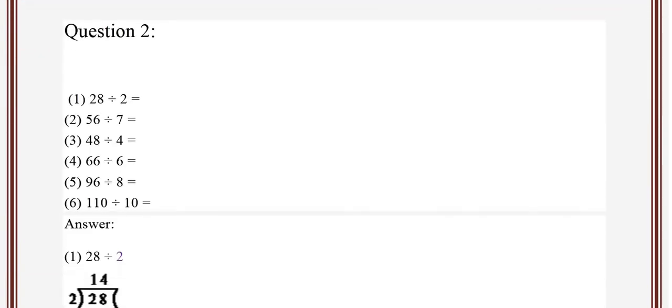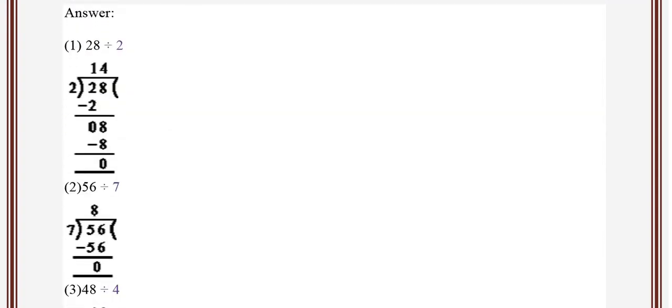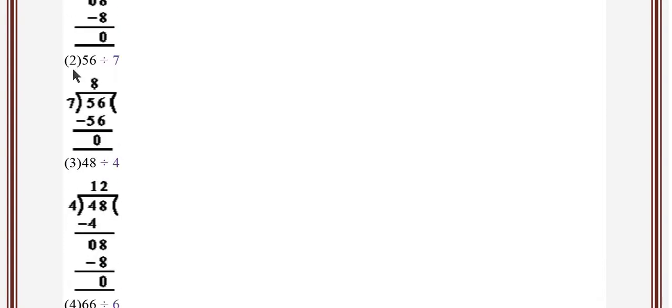Question number 2. 28 divided by 2. So here the first question, division: 28 divided by 2. 2 ones are 2, 2 minus 2 is 0, and 2 fours are 8. So 8 minus 8 is 0. So 14 twos are 28. The answer is 14.